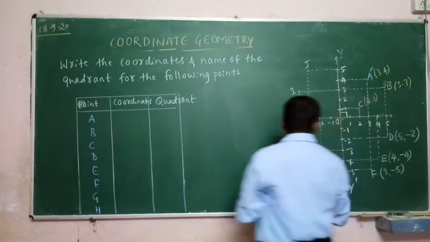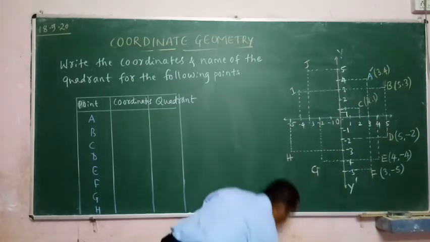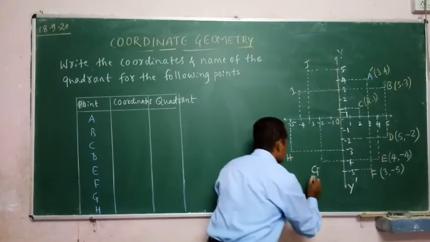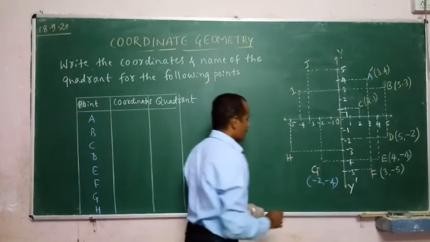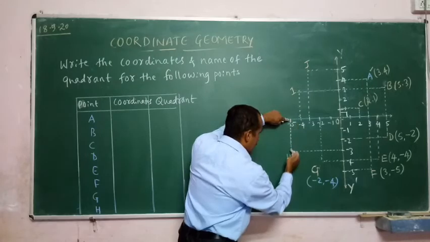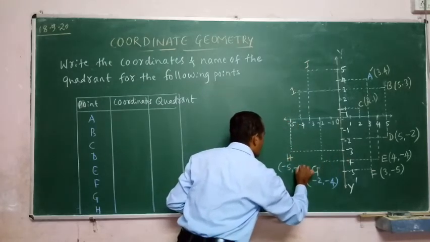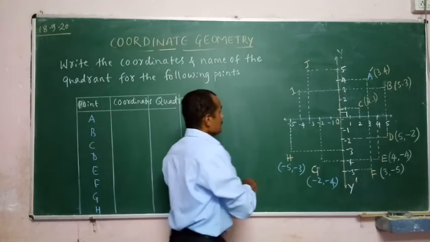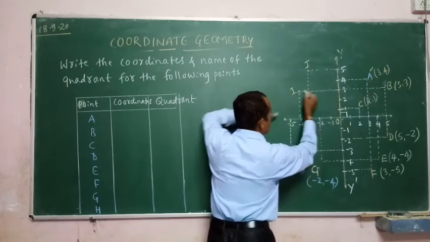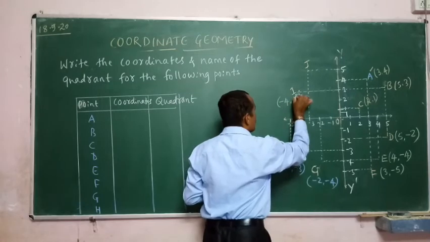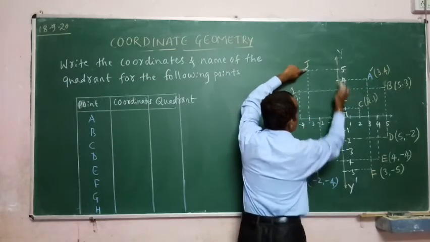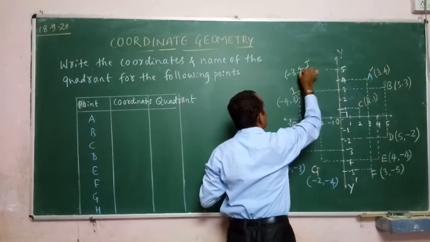Coming to G. First x-axis -2, y-axis -2. So it is -2, -2. Coming to H. X-axis -5, y-axis -2. It is -5, -2. Coming to I. X-axis -4, y-axis 3. It is -4, 3. J. X-axis -3, y-axis 5. So this is -3 and 5.